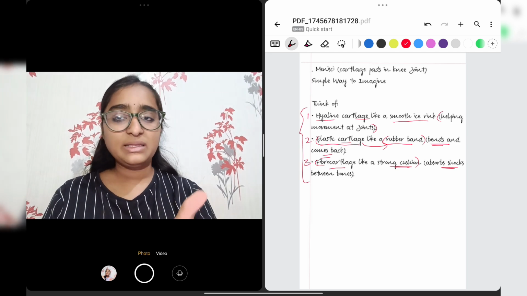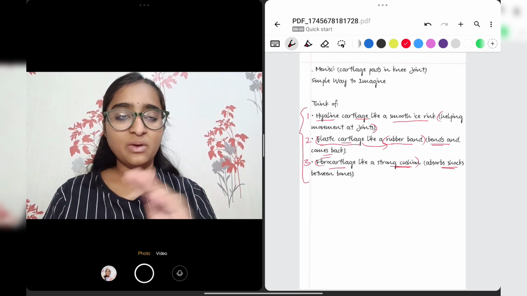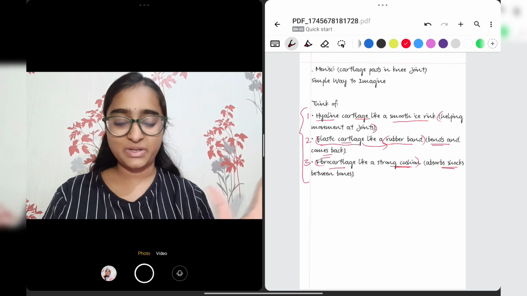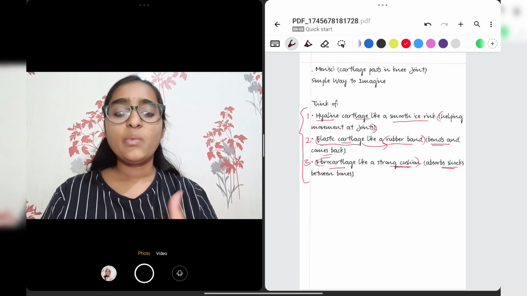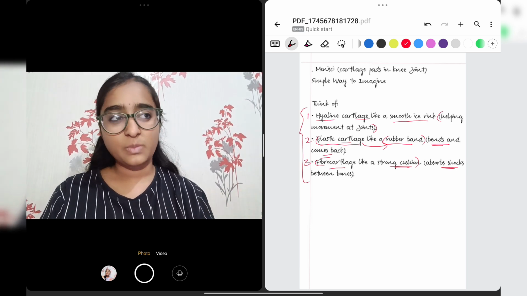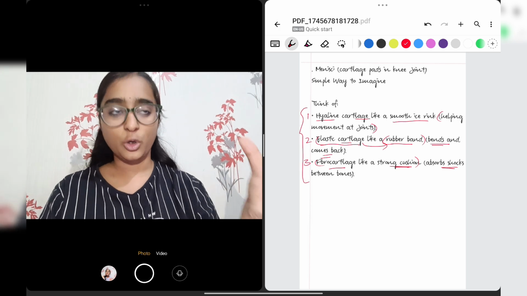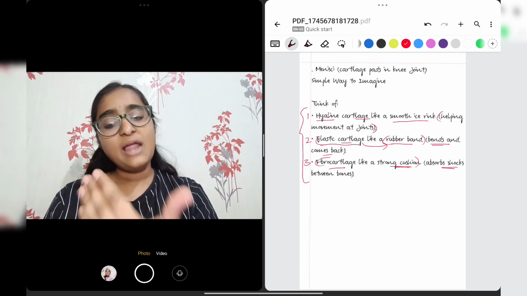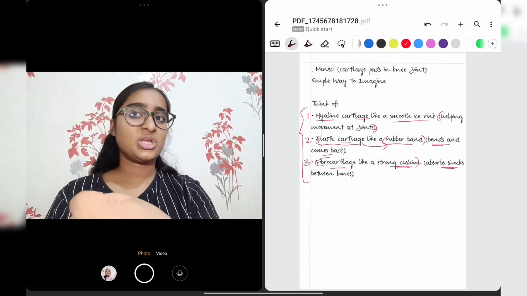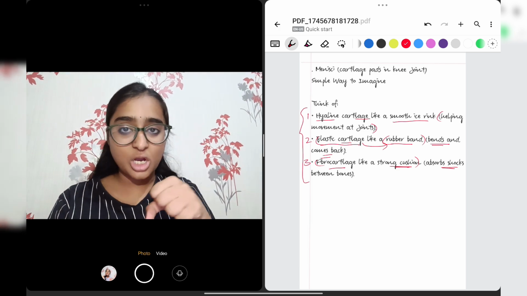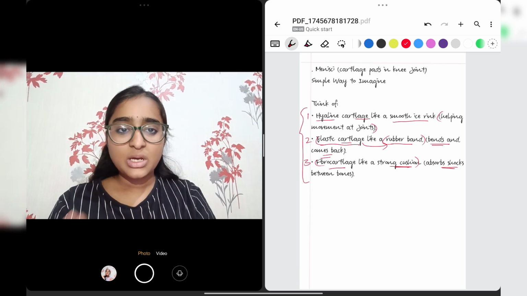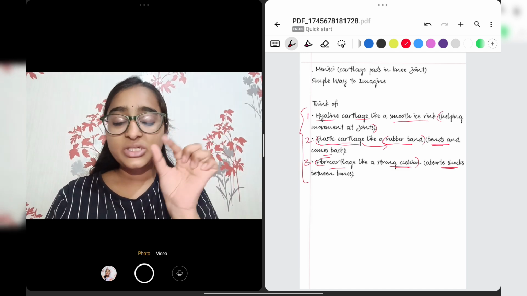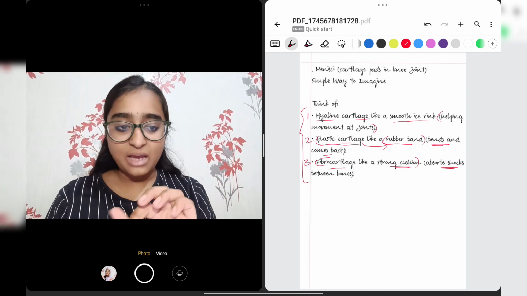Like the hyaline, it is smooth, it is soft, it is not that flexible compared to elastic, but it is flexible. While coming to elastic cartilage, it is like a rubber band. It is flexible. It gets back to the original shape. It bends and comes back. It gives support to the joints. And the fibrocartilage is a strong cushion, which absorbs the shock between the joints and the bones. So, if you remember the contents in each of them, we will be able to answer the questions.